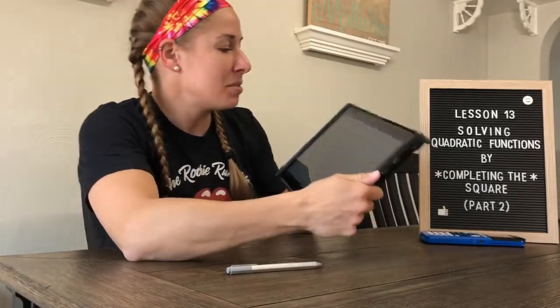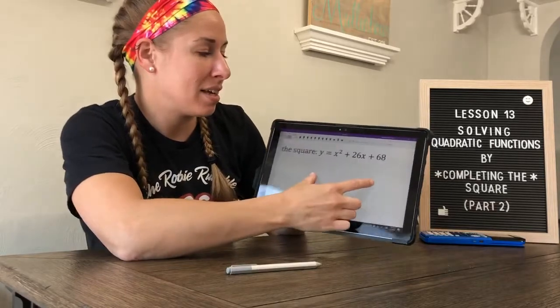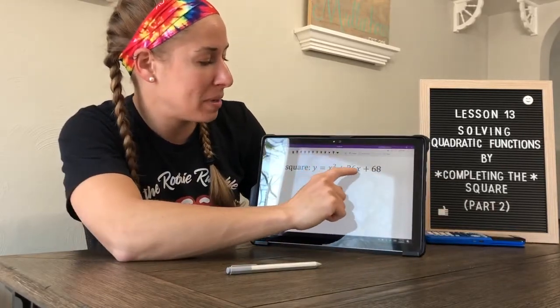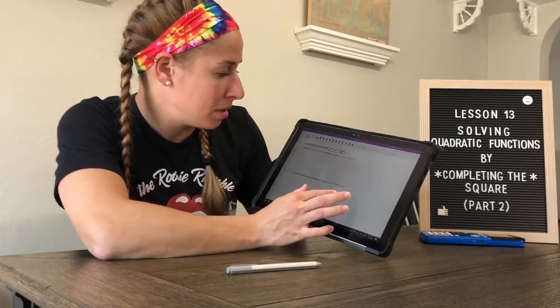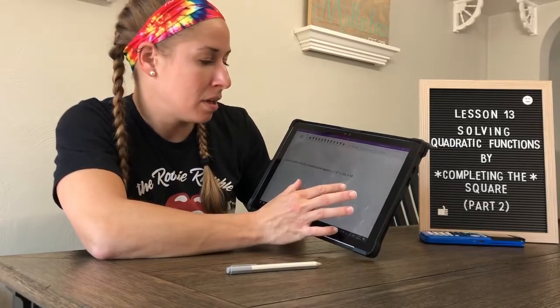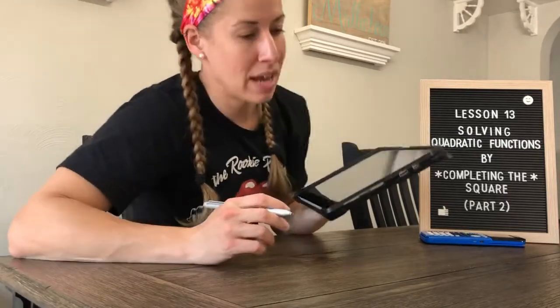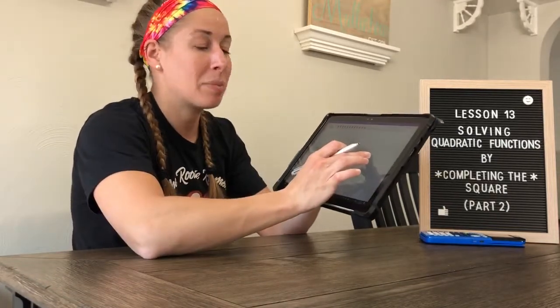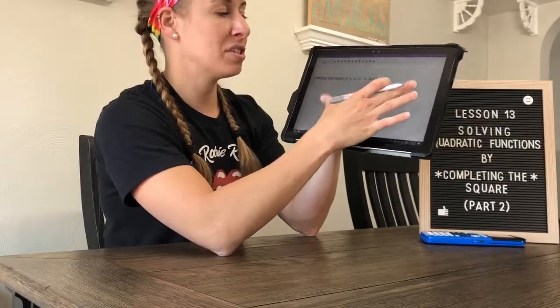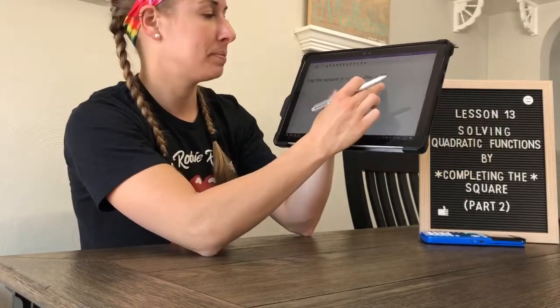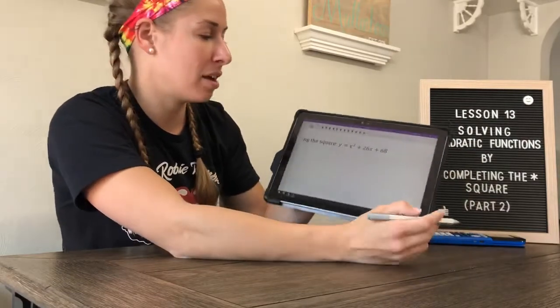All right, so we're starting out with standard form, ax squared plus bx plus c, and we're going to go into vertex form, which is y equals a times the quantity x minus h squared plus k. Did you get that? Basically we want a binomial squared, so we're just going to have to complete the square. The 68 is not a perfect square.